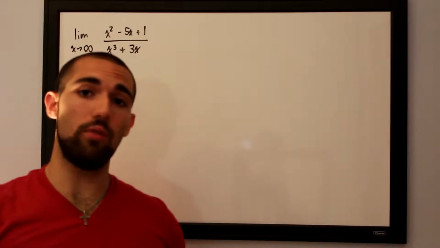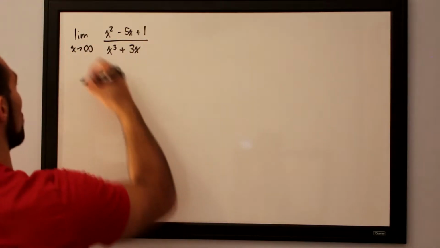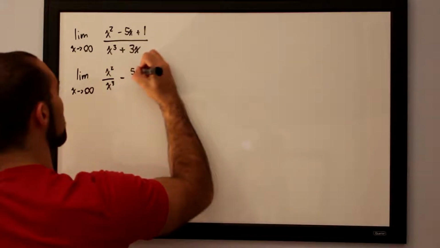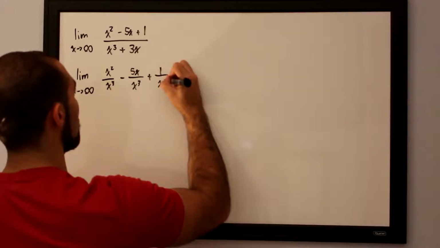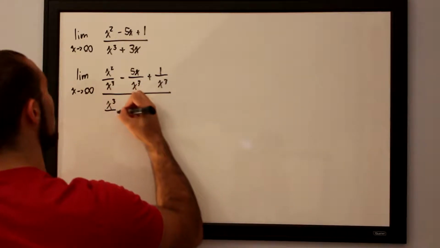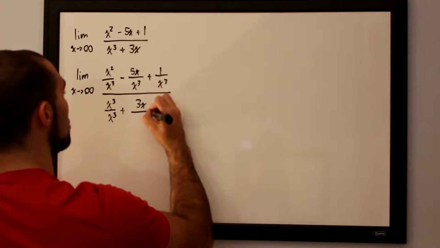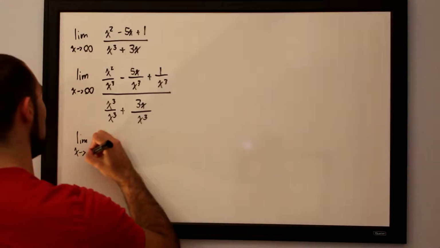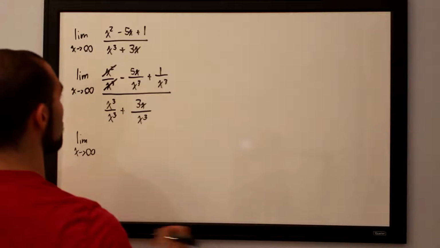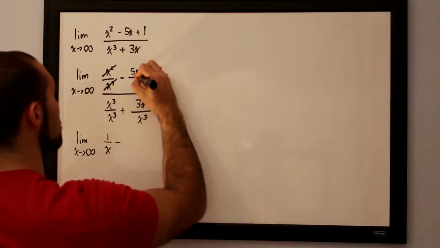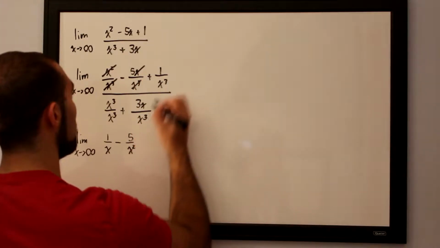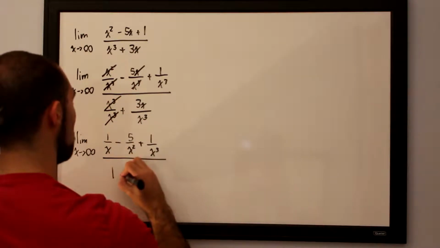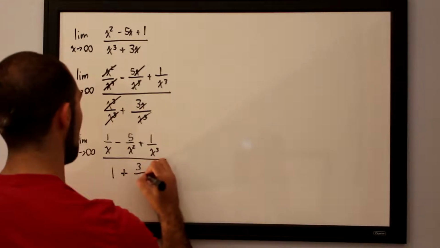Now we have to remember our steps, which is basically to divide by the largest power in the denominator. So we're going to divide each of our terms: the limit as x approaches infinity for x squared over x to the third minus 5x over x to the third plus 1 over x to the third, all over x to the third over x to the third plus 3x over x to the third. If we do all of our cancellations, this leaves us with 1 over x minus 5 over x squared plus 1 over x to the third, and in the denominator, 1 plus 3x over x to the third, which is 3 over x squared.